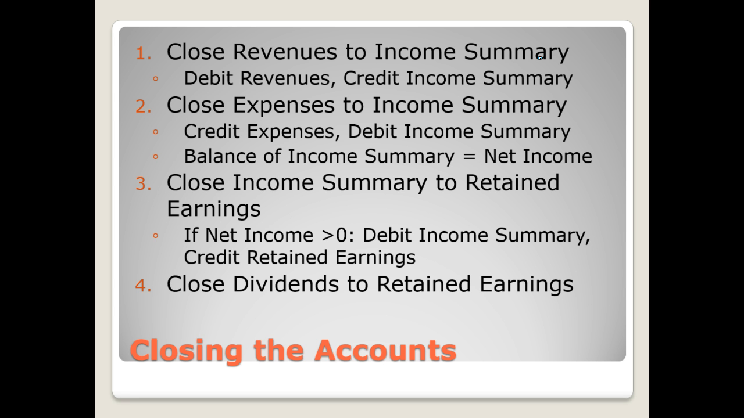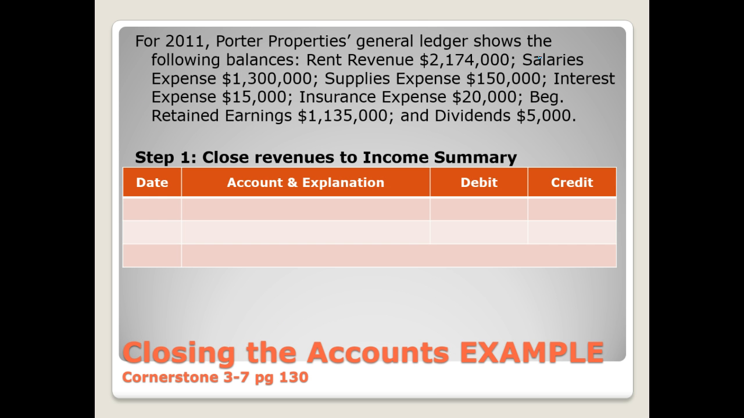And finally, the last thing we need to do is close the dividends account, because we pay dividends potentially a few times a year, but we don't want to roll those balances forward. So in order to close the dividends account, we would need to credit dividends and debit retained earnings. So let's follow Cornerstone 3.7 in your textbook, and let's follow how we would close these accounts.